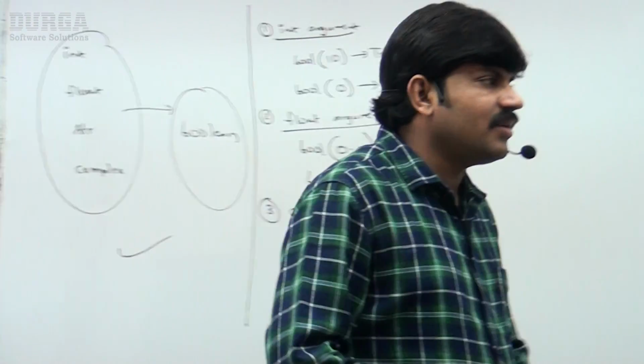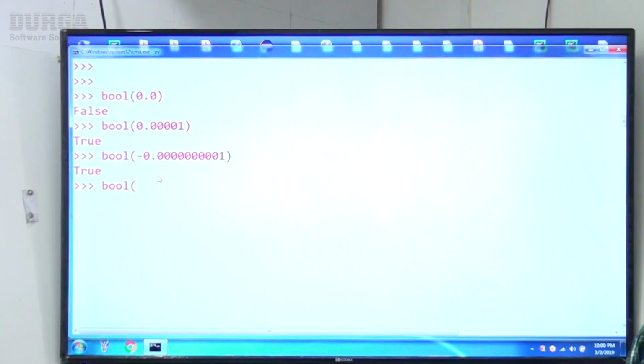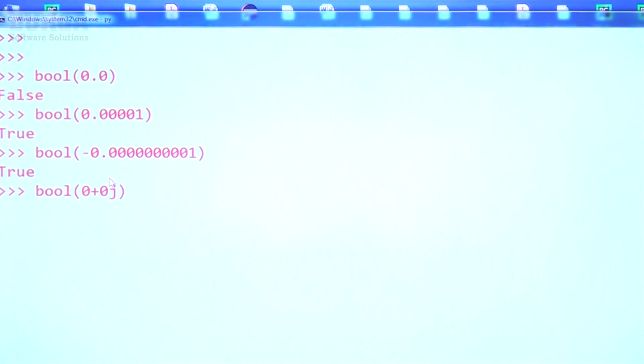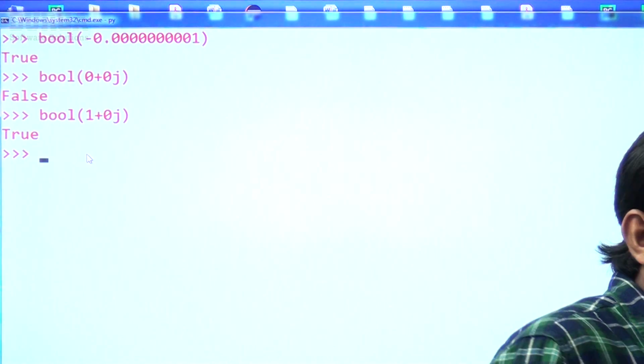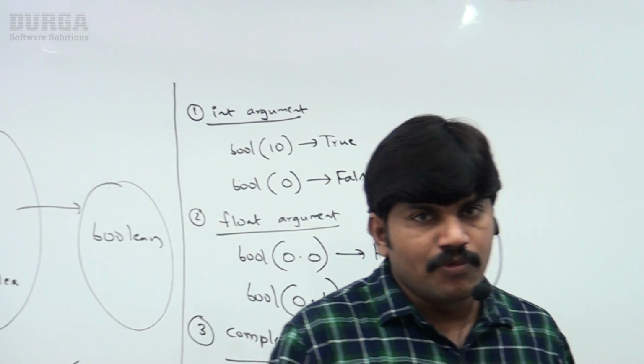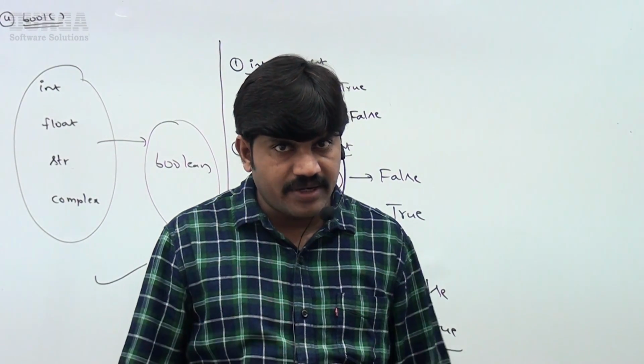Let me cross check, sir. Have a look once at this one. Bool of 0 plus 0j, false is the answer. Bool of 1 plus 0j, true itself is the answer. So only if both the real part and imaginary part are 0, the bool function is going to return false. Otherwise the bool function is always going to return true, sir.